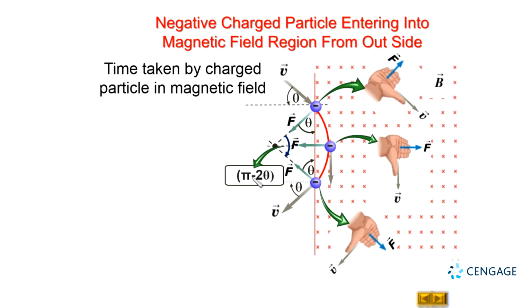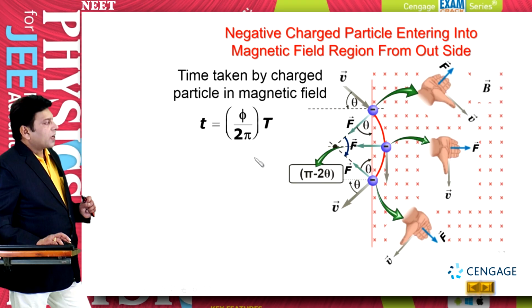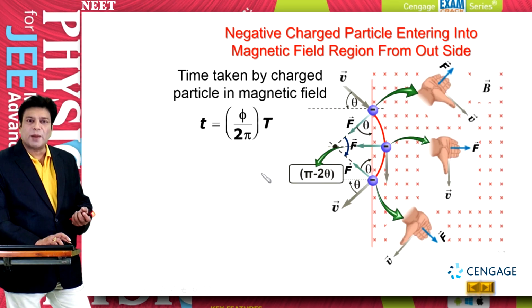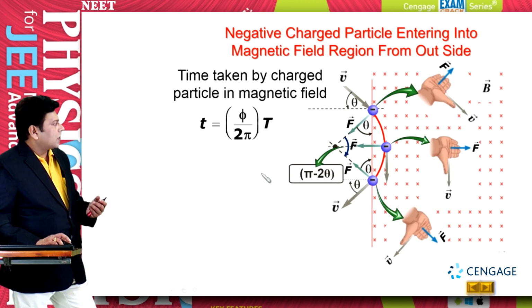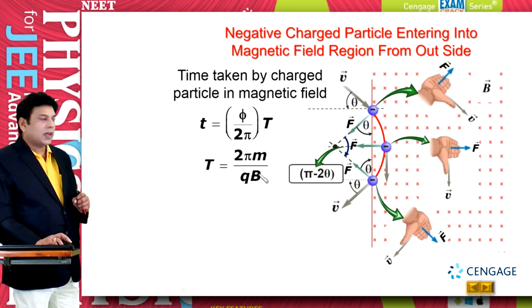And for getting the time, we can use the proportionality method. That is, if it is completing a complete circle, it will cover 2 pi angle and take time equal to the time period. But here it is moving only the angle phi. This angle is phi. So this time should be equal to phi divided by 2 pi multiplied by T, right? And now we can write time period equal to 2 pi m divided by qB. We have learned this expression previously.